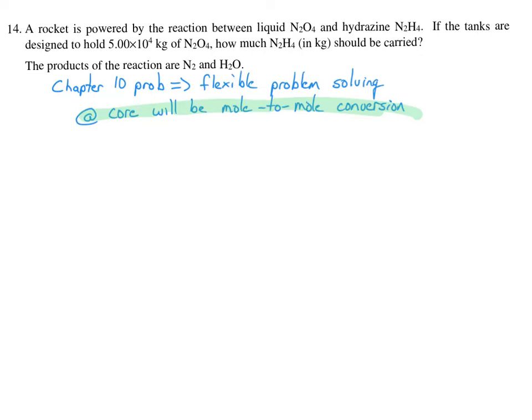Here we are reacting liquid N2O4 and hydrazine. And in the question, we're told that the products are N2 and H2O. Now, in order to compare chemicals to each other, we must use a balanced chemical equation. So we need to balance this, which we can do by adding a coefficient of 2, 3, and 4. So now we have our balanced chemical equation.